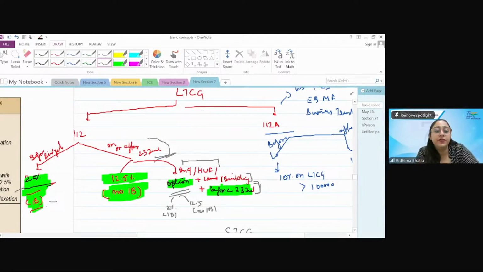I know if you're preparing this year, it is a tricky year, and a lot of questions can be asked on this year's changes. So you have to be very careful about when the long-term capital gain is happening, when the short-term capital gain is happening, what rate we have to apply, and which category of individual we are talking about.